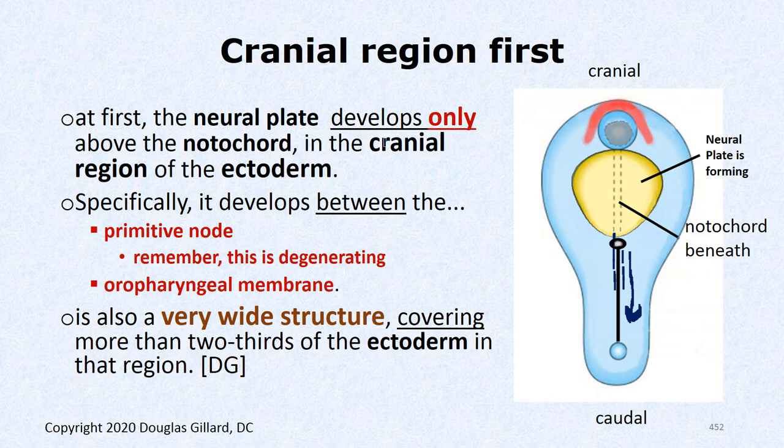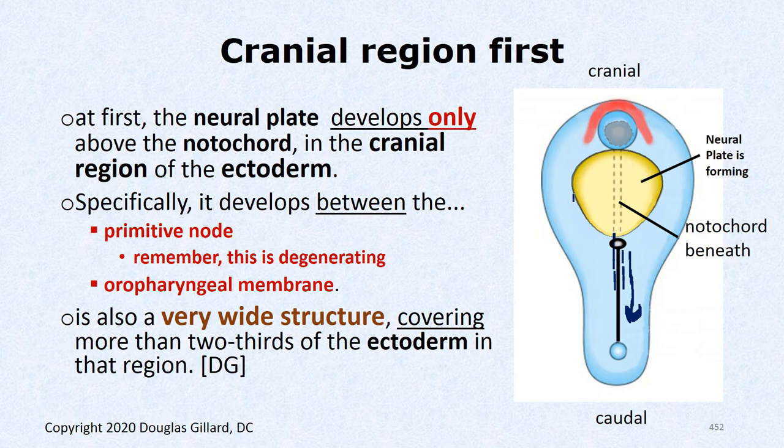All right. So at first, it only develops above the notochord in the cranial region. Here's the question: what structures does the neural plate form between? Well, there's the primitive streak, but there's the primitive node of the primitive streak. And then up here we have the oropharyngeal membrane, which is probably the best structure. The precordial plate is also right in there.